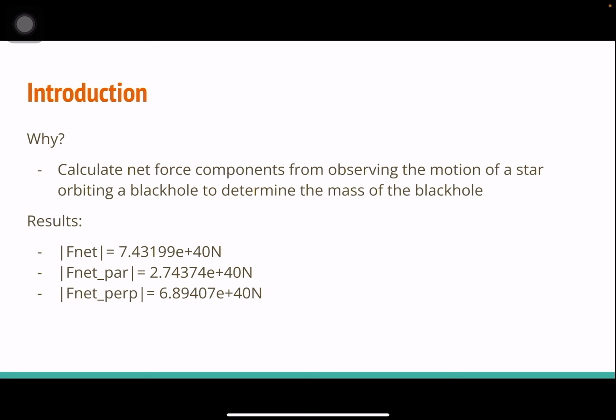So why do we do this lab? Well, we do this to calculate the net force of the components from observing the motion of a star orbiting a black hole to determine the mass of the black hole. And here I decided to add my results. So for FNet, I got 7.4 × 10^40 newtons, FNet parallel, which is 2.7 × 10^40 newtons, and FNet perpendicular, which is 6.8 × 10^40 newtons.